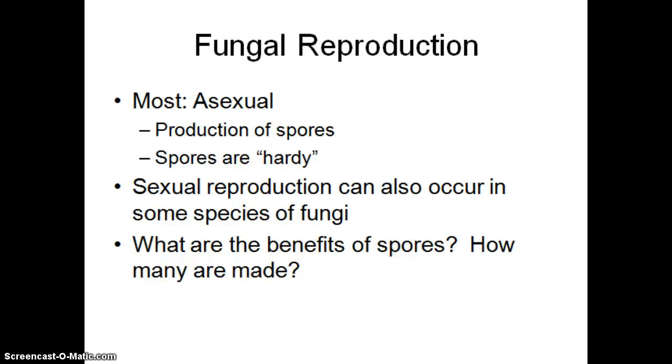How they reproduce: probably 8% of them reproduce asexually by producing spores, and the spores are what we call hardy. They can withstand a lot of harsh conditions. If conditions are not good, they can reproduce sexually, and they also have some fungus that are able to reproduce sexually as well. And I want you to think about what are some benefits of producing spores, how many of them are made, and what are some of the benefits of that. And if you could take a moment to think that over and put that in your notes, that would be great.